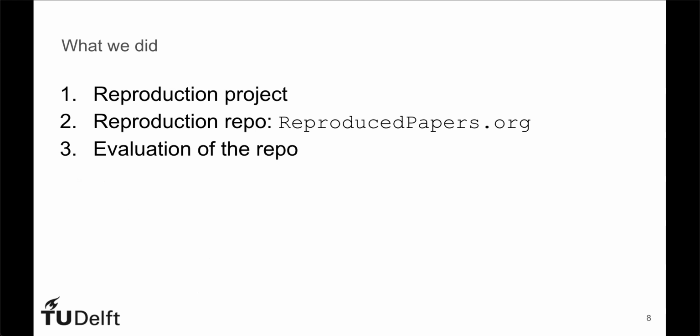So, what did we do in this paper? First, we conducted a proof of concept reproduction project in the machine learning course at our university. In addition, we developed an online reproduction repository called Reproducedpapers.org. Lastly, we evaluated the usefulness of this repository.